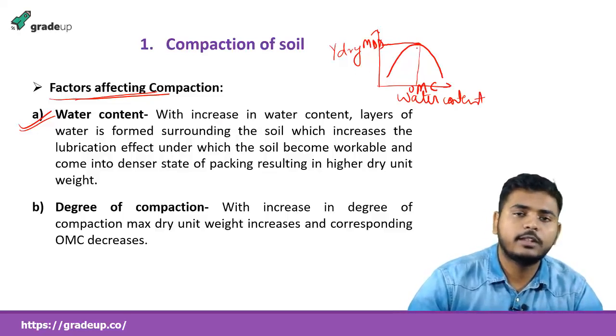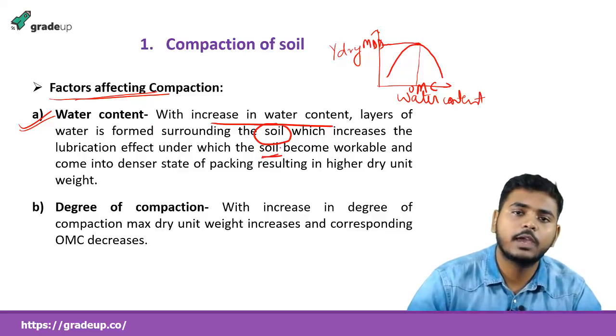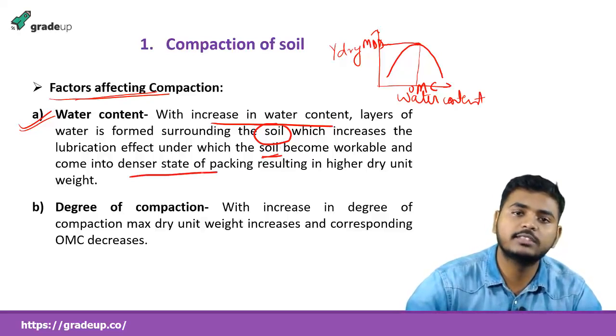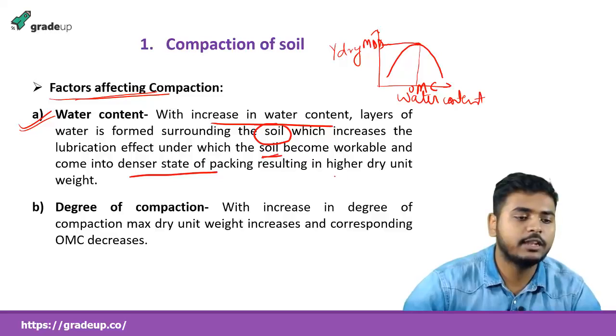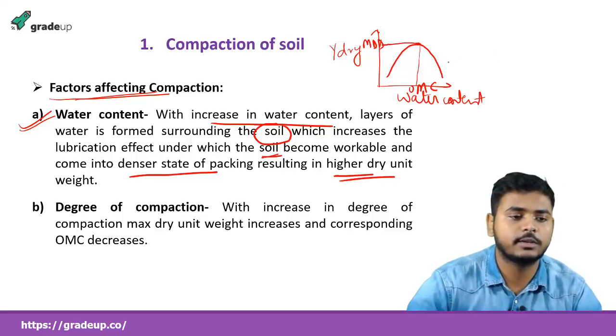Now why we obtained this graph, I have already told the reason in the previous video: as we increase the water content, a layer of water is formed surrounding the soil. This gives a lubrication effect which makes the soil workable, and the soil particles start compressing, leading to a denser state of packing. This finally results in higher dry unit weight. But on further increasing the water content, the volume also starts increasing, which results in a decrease in dry unit weight.